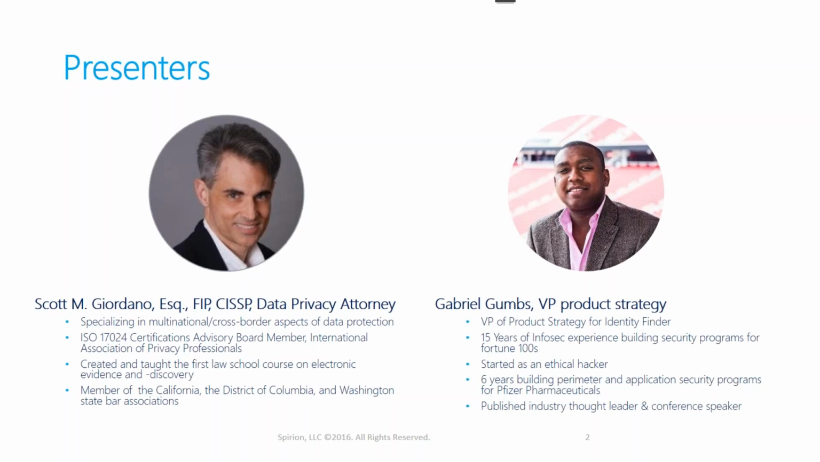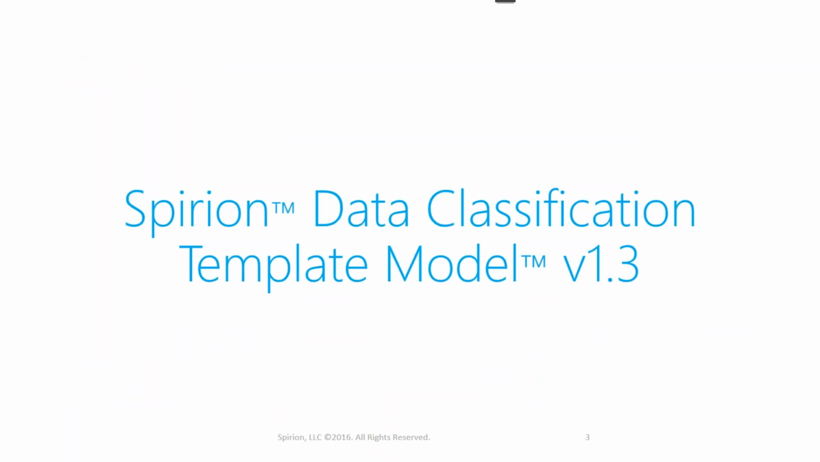All right, so let's go ahead and get started. Let's get right into it. We've got a lot of content to present today. So what Scott will be showing us is a data classification template model. This is version 1.3. We've been through several iterations of this, of which it's been implemented at a number of organizations throughout the U.S. and a couple overseas. Scott, if you would, I'd let you take it from here.